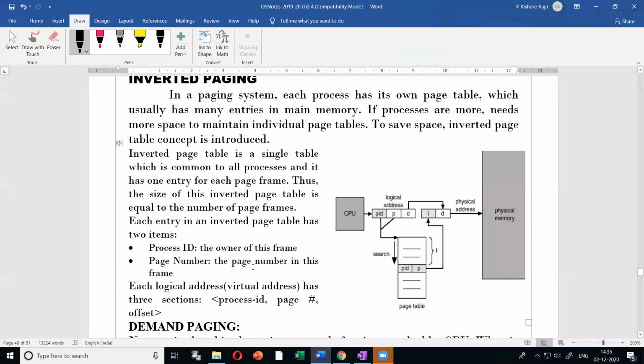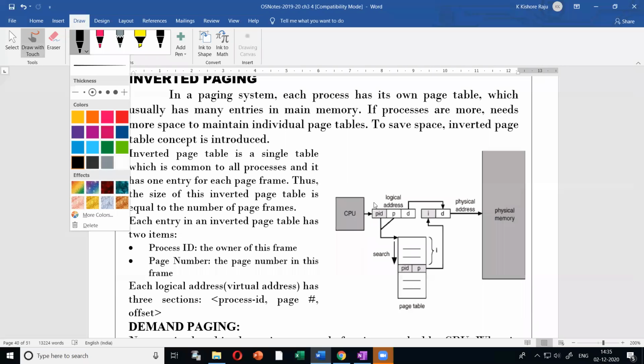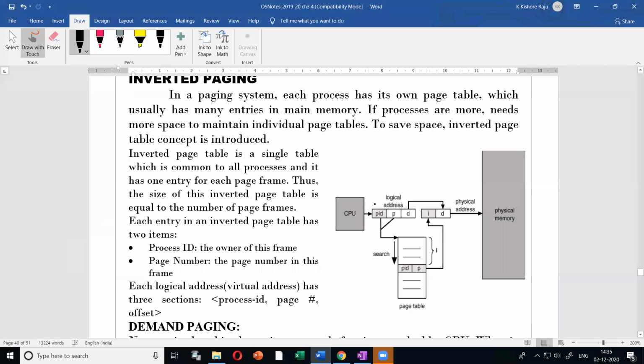So I will try to show you a clear architecture. Please see this logical address. This is the process ID, page number, and the offset. So this is the process ID, this is the page number, and this is the offset. Now, with the process ID and page number, PID and page number, it will look into the page table.